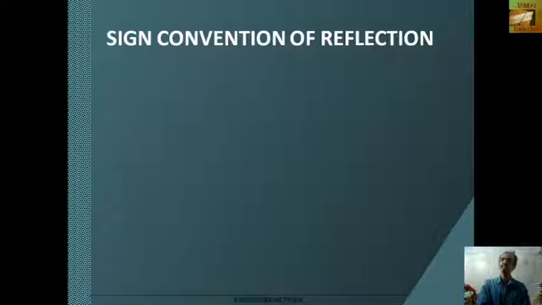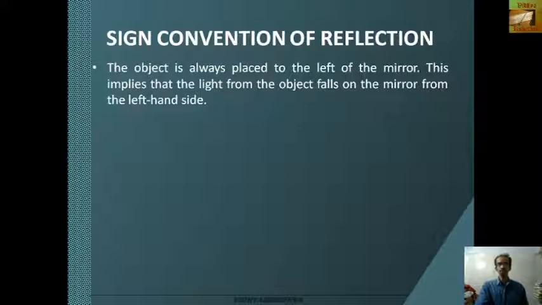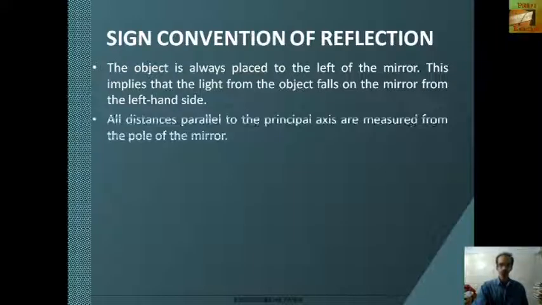Now, sign convention of reflection. The first one is the object is always placed to the left of the mirror. This implies that the light from the object falls on the mirror from the left hand side. As we have seen in all these figures, the object was placed on the left hand side of the mirror and the light coming from the left side was considered.